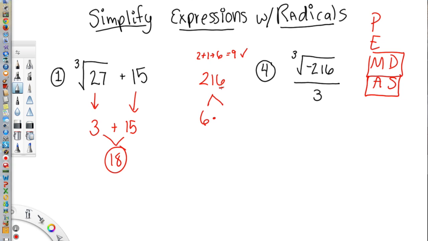6 times what? Well, 6 goes into 21 3 times. That would be 18. And 18, take away that from 21, I'd get 3, bring down the 6, which is 36, and 6 goes into 36 6 times. And I see something else here. 36 is 6 times 6. I think I have it. The cube root of 216 is 6, but I want to know the cube root of negative 216.